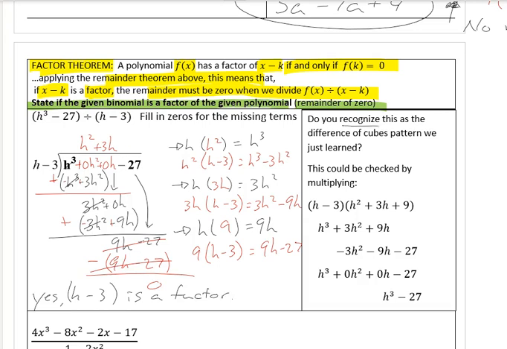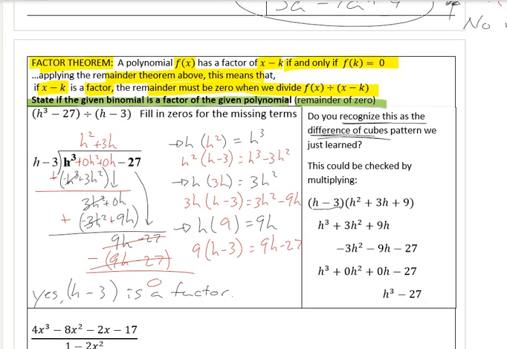And did you recognize this is the difference of cubes pattern that we just learned? So you could have checked this by multiplying. If you multiply those out, you get this and this, then you combine these to give you an answer of this, but without the zeros. You're left with the difference of cubes.